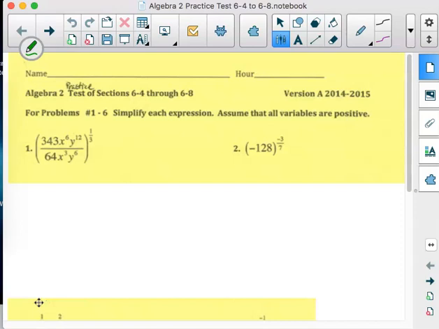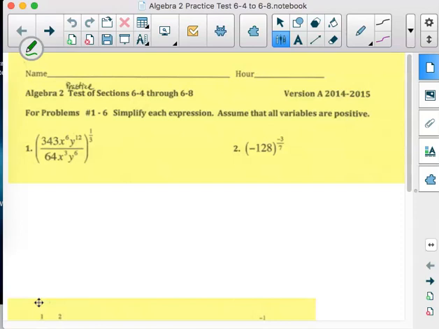So I'm looking at number 1, and I always want to think order of operations. And I wonder, 343 divided by 64, is that reducible? And I don't want to do it in my noggin, because I don't have to. I can put it in my calculator and see if it'll reduce. So 343 divided by 64, enter. Math number 1, enter. Oh, it's not reducible.